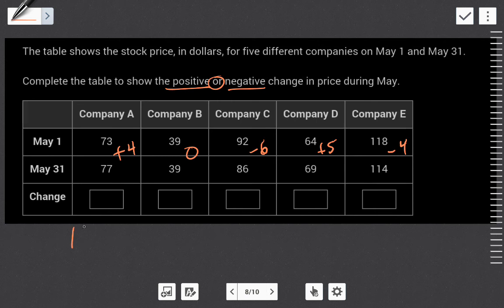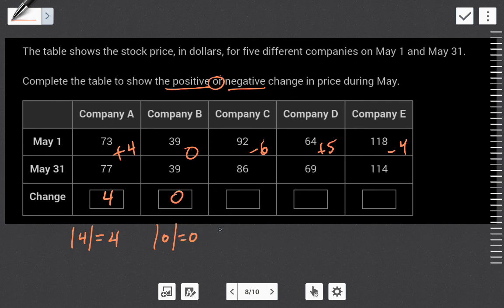Well, what is the absolute value of 4? We ask ourselves, how far away is positive 4 from 0 on the number line? And we know that it is 4 units away from 0, so the change was 4. What is the absolute value of 0? Well, how far away is 0 from itself? It's 0 units away from itself. So this had a 0 change.